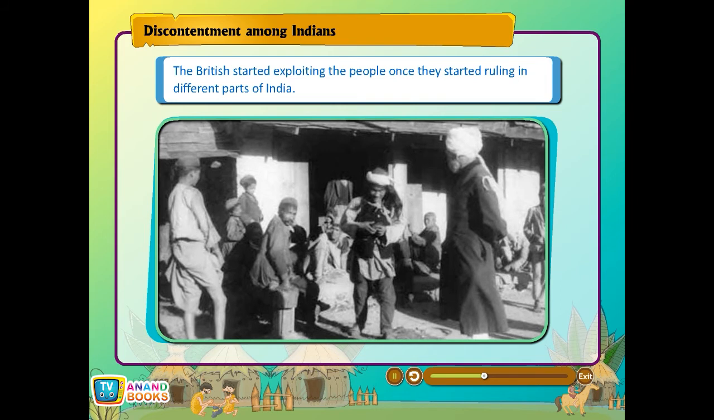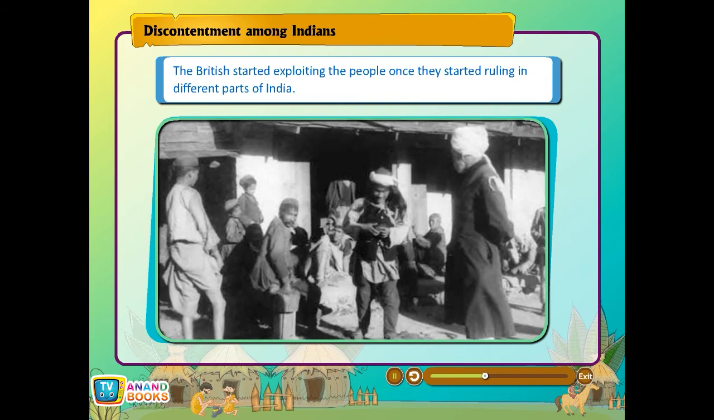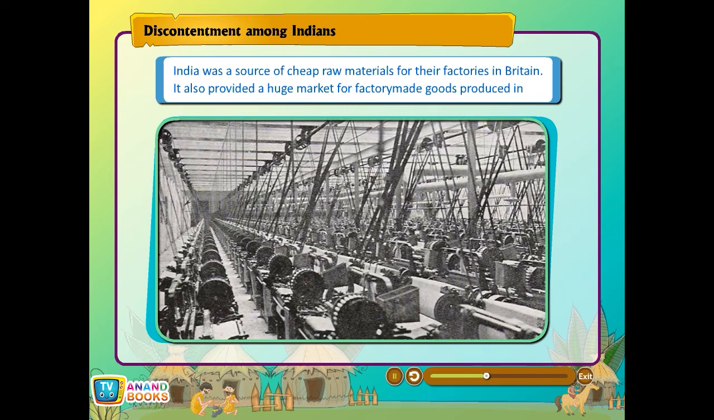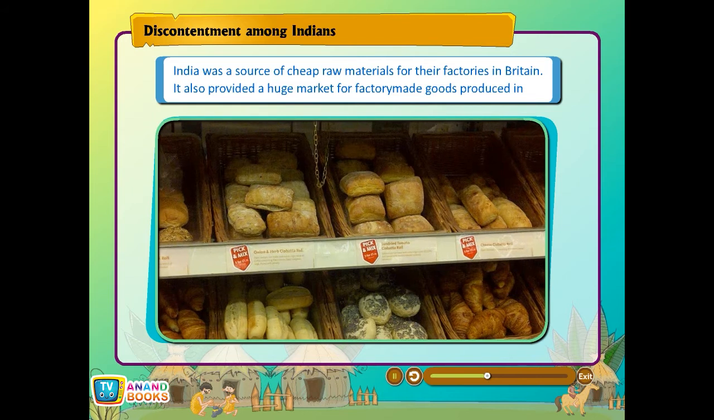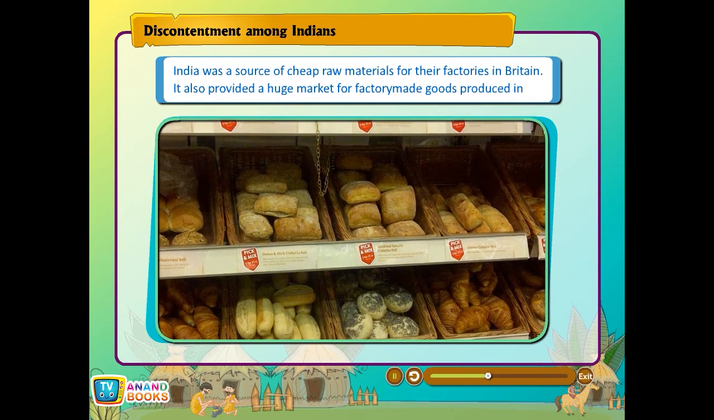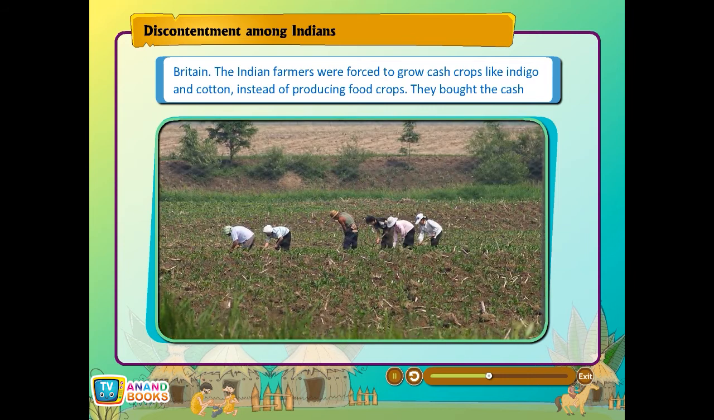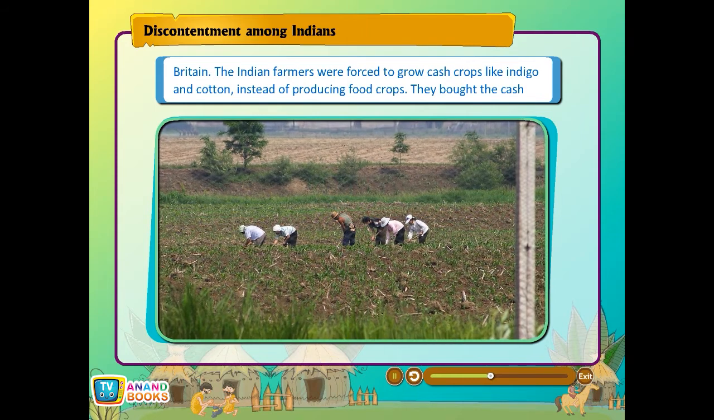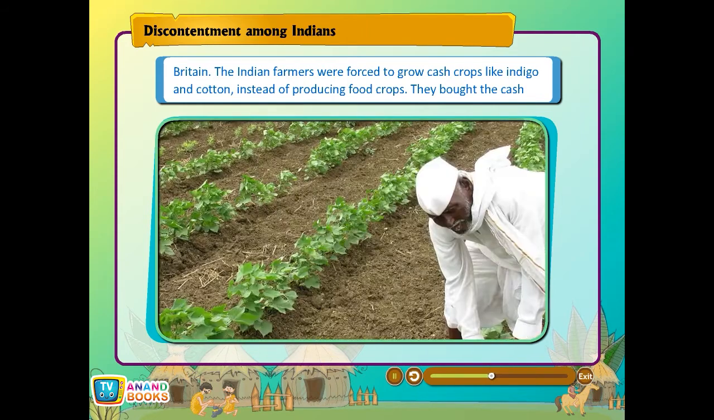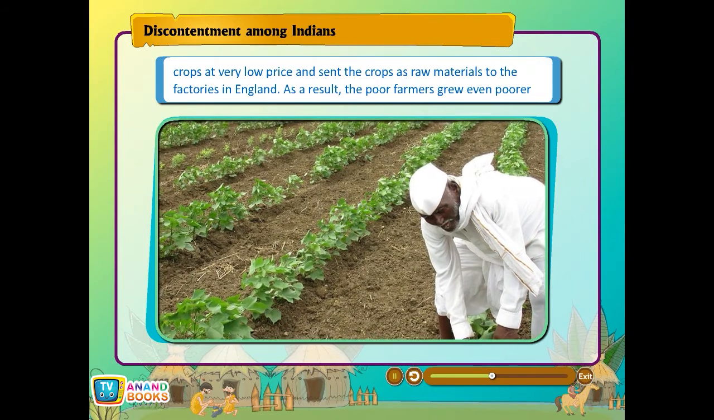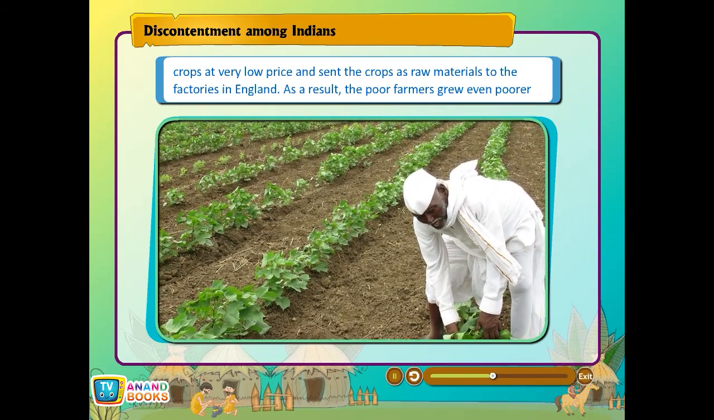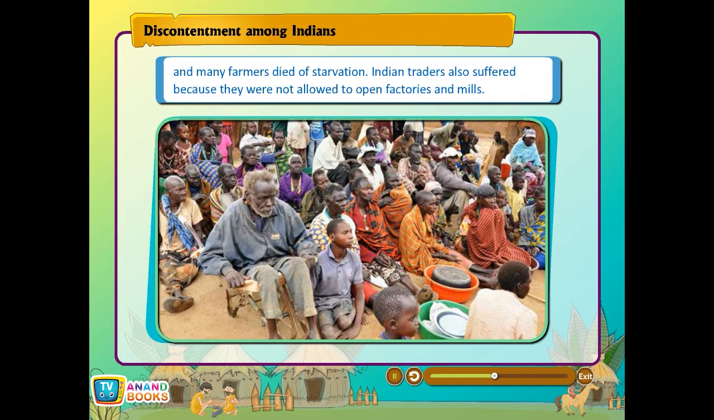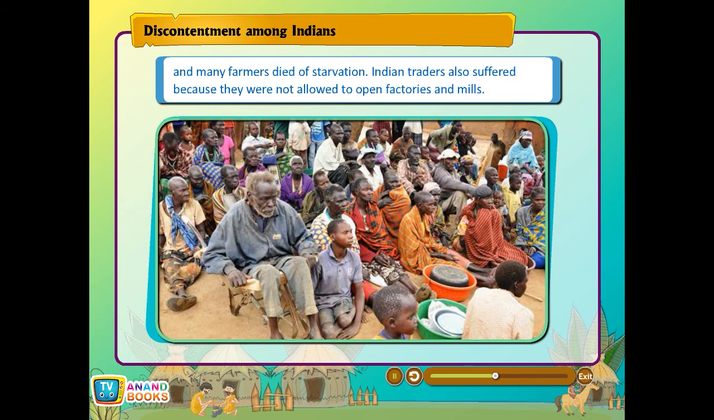The British started exploiting the people once they started ruling in different parts of India. India was a source of cheap raw materials for their factories in Britain. It also provided a huge market for factory-made goods produced in Britain. The Indian farmers were forced to grow cash crops like indigo and cotton instead of producing food crops. They bought the cash crops at very low price and sent the crops as raw materials to the factories in England. As a result, the poor farmers grew even poorer and many farmers died of starvation.